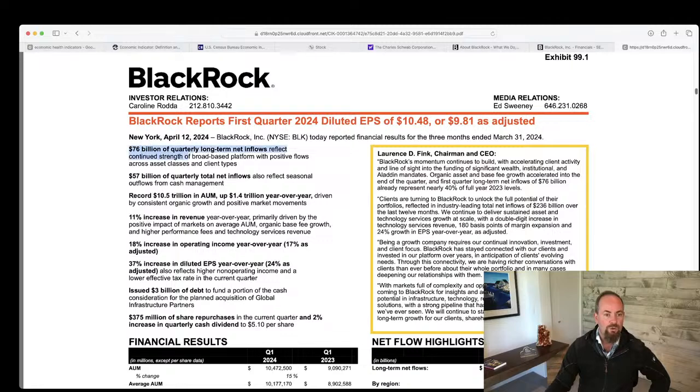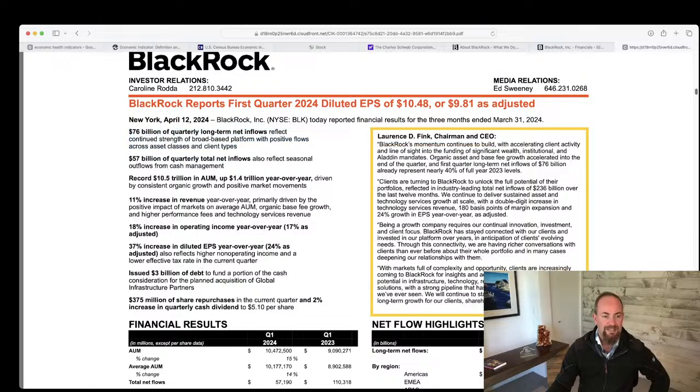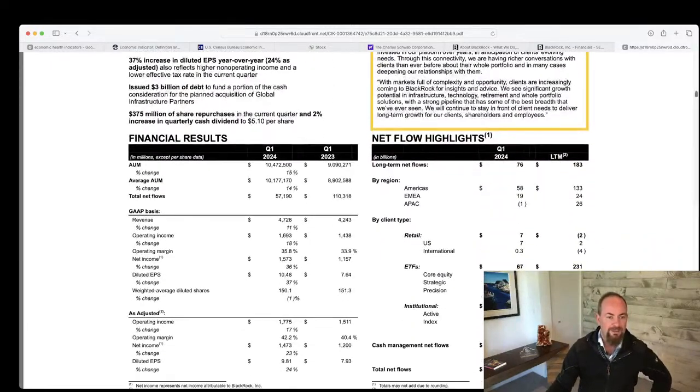$76 billion of quarterly long-term net inflows reflect continued strength in their broad-based platform with positive flows across asset classes and client types. Y'all, $76 billion of net inflows. That much money going into BlackRock. A record, remember I said, assets under management, 10.5 trillion, up 1.4 trillion year over year. It's unbelievable what they're doing.